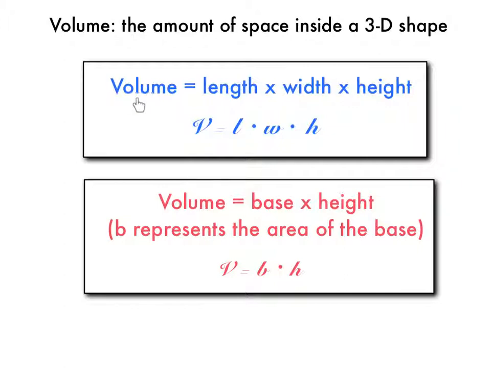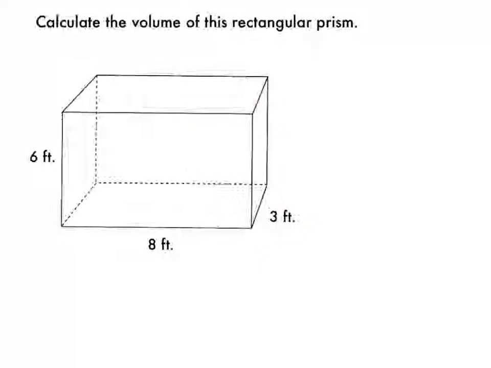One is volume equals the length times the width times the height, or V equals L times W times H. And the other, which really is the same thing, is volume equals base times height, where B represents the area of the base. Remember, when you're finding B as the area of the base, you're really just multiplying the length times the width. So this makes sense. Let's try using these formulas to solve some problems.